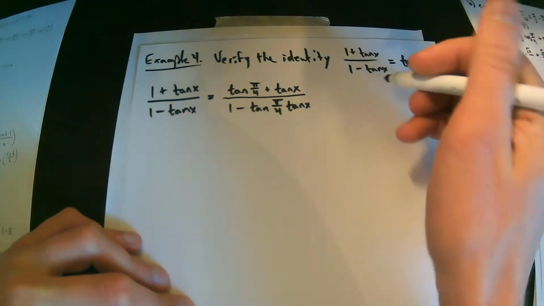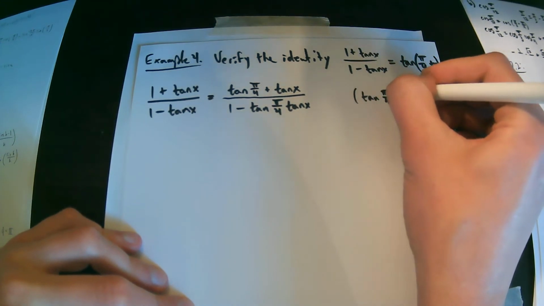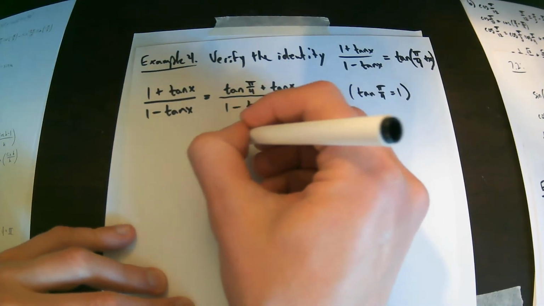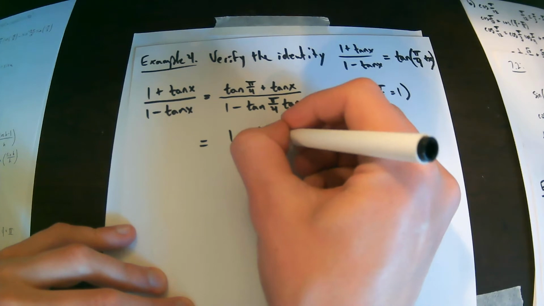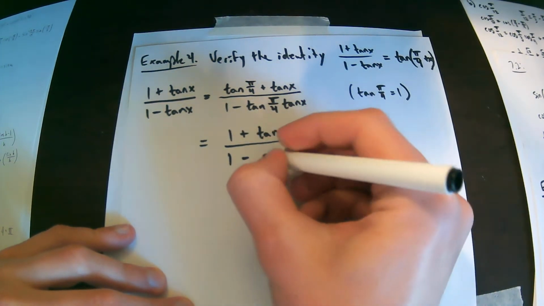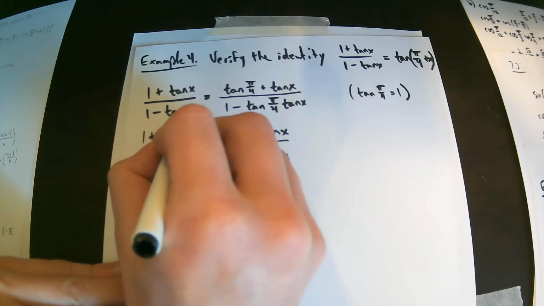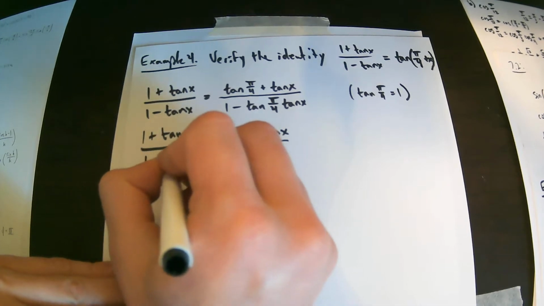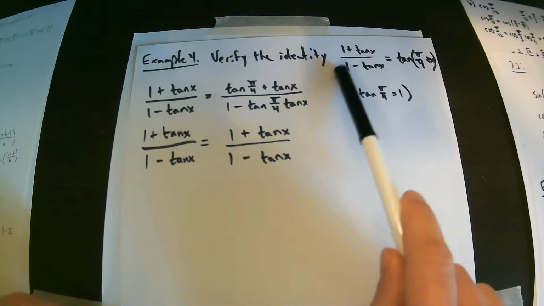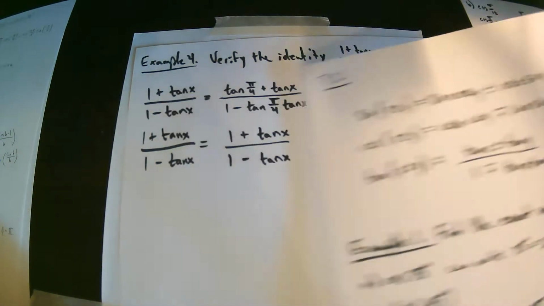But tangent of pi on 4 is 1. So this cleans up super nicely to say 1 plus tangent of x over 1 minus 1 times tangent of x, which is just tangent of x. So I clearly get equality here. And you can prove all sorts of different weird identities like this using these sum and difference identities.